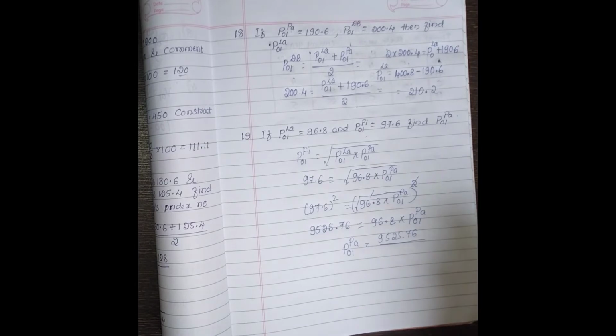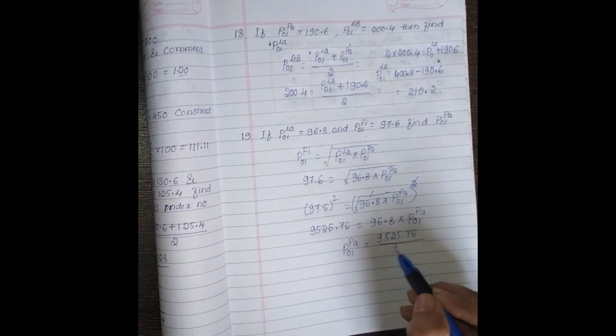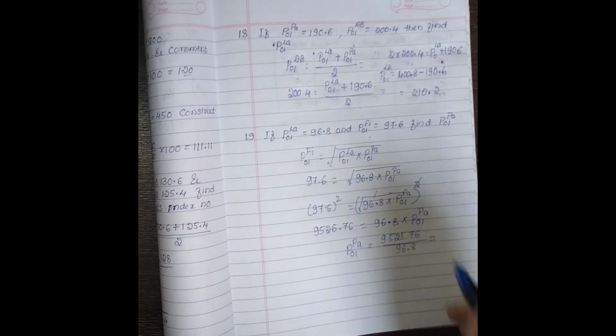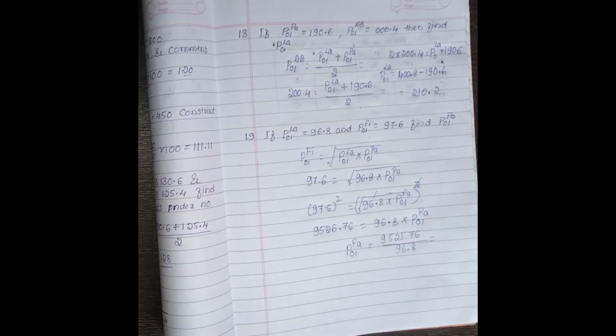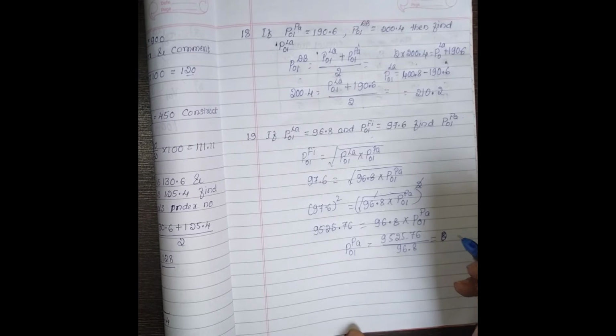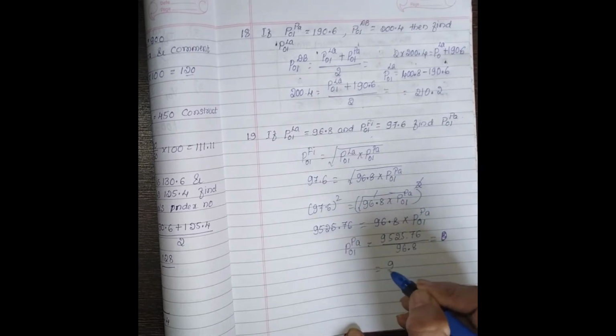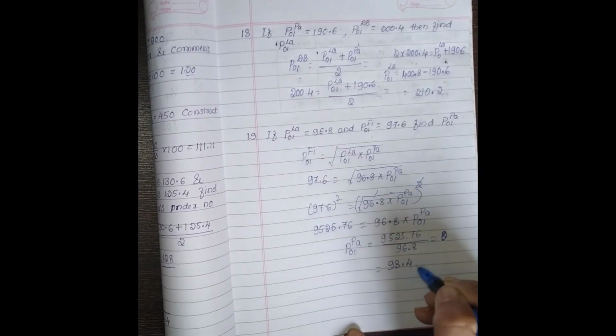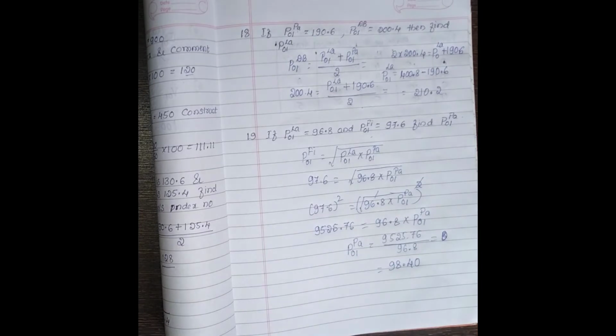P01 of past years is equals to 9525.76 divided by 96.8. Then this is equals to 98.40. Answer is 98.40. 98.40 is the answer. Okay, this is the 19th question.